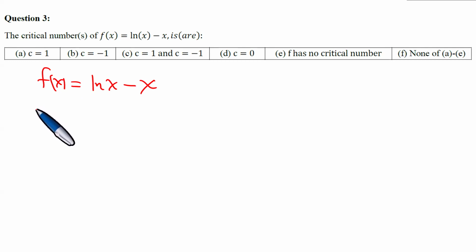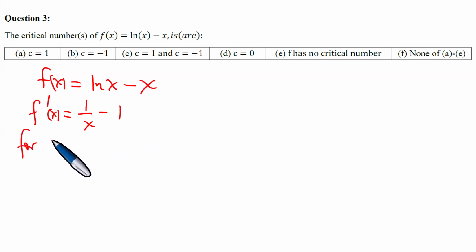The critical numbers at this point are obtained as follows. We found them last time and you can do them. I'm not going to waste a lot of your time because this is a bit lengthy. But to find the critical numbers, we first find the first derivative. The derivative of ln of x is 1 over x. The derivative of minus x is -1.